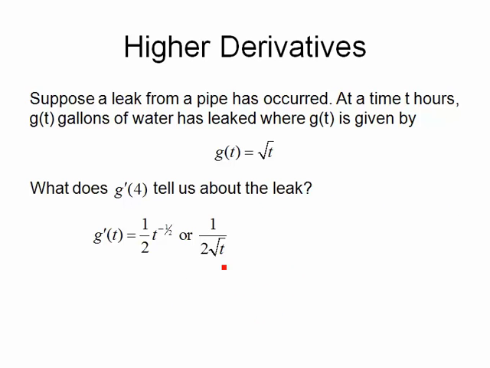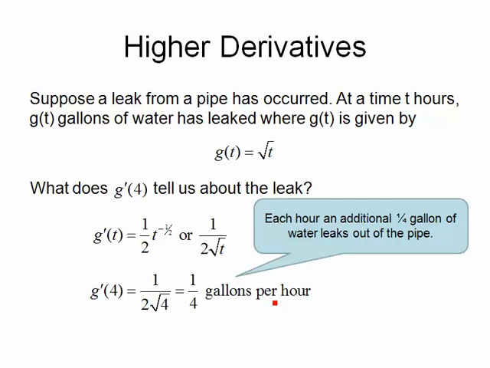Now let's ask the same question, but now let's ask it at t equals 4 hours. So I need to take the derivative that I found earlier, and I need to plug 4 into that. So g prime of 4 is equal to 1 divided by 2 square root of 4. Square root of 4 is 2, so when I work that out, I get 1/4 gallons per hour. That means that each hour an additional 1/4 gallon of water leaks out of the pipe.